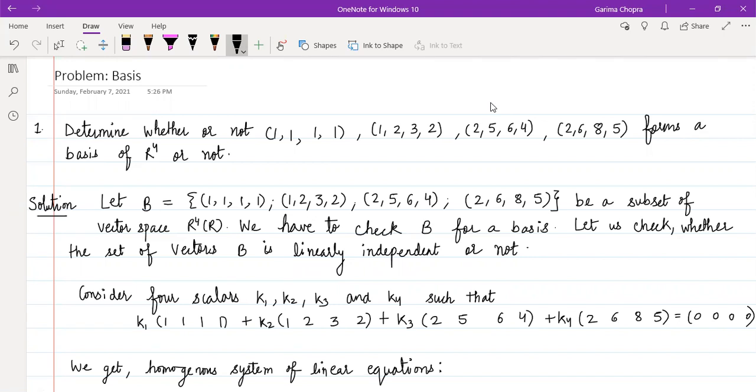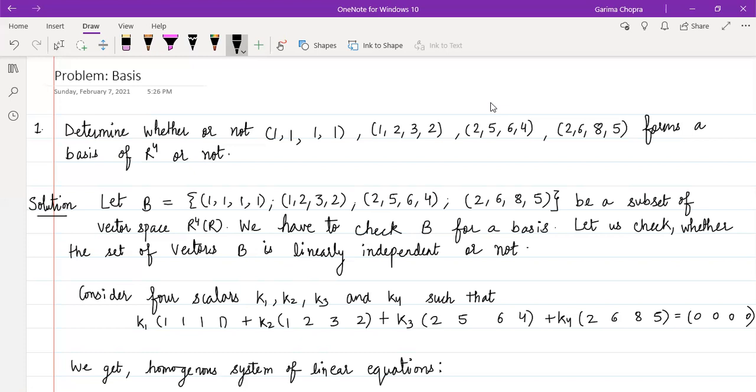Here, for checking whether this is a basis of R4 or not, if we are able to verify both properties, that these four vectors are generating R4, they are spanning R4, this is the first property. And the second one, if we are able to verify that these four vectors are linearly independent vectors, then this collection of four vectors will form a basis. And if any of the properties is not satisfied, then it will not form a basis.